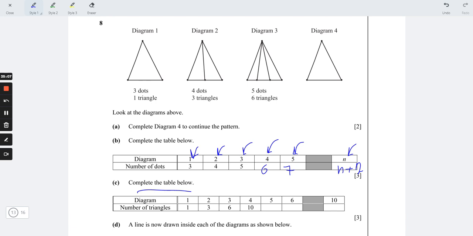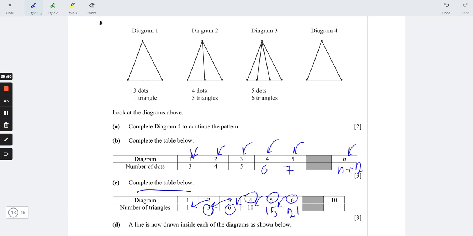Three minus one is 2. 6 minus 3 is 3. Yes, 2 times 3 is 6. So here we'll have 2 plus 1 is 3. 3 plus 3 is 6, which is triangular, a triangle number. 4 plus 6 is 10. 5 plus 10 is 15. 6 plus 15 is 21.